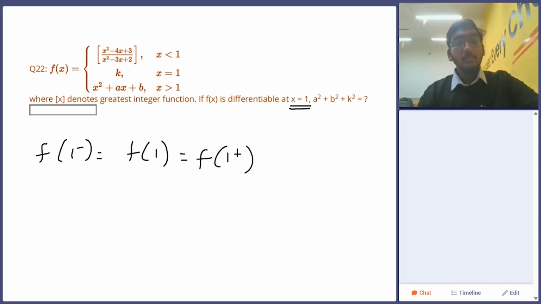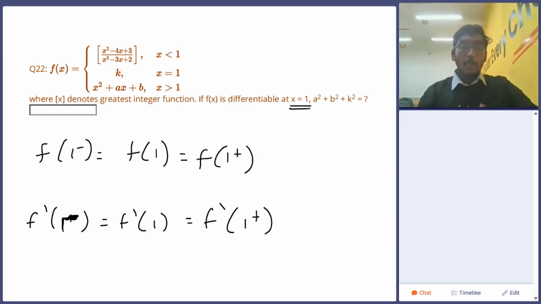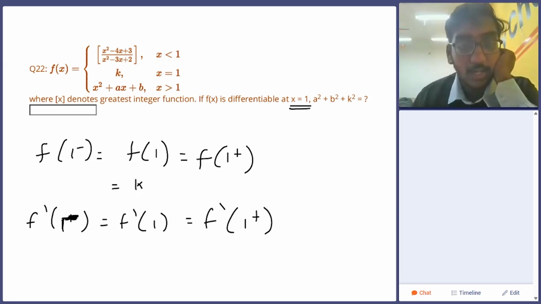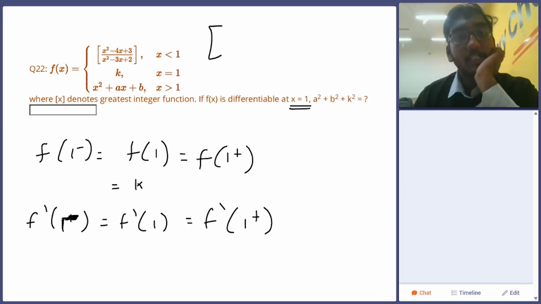And if it is differentiable, what you can say? f dash of 1 minus will be f dash of 1, and it will be f dash of 1 plus also. Okay. So what will be f of 1? It will be k, right? k equal to what will be f of 1 minus? So basically, you have to evaluate this box function. It's given to be x square minus 4x plus 3, right? Divided by x square minus 3x plus 2.